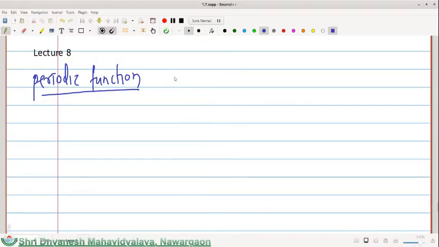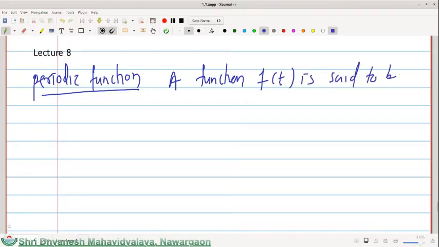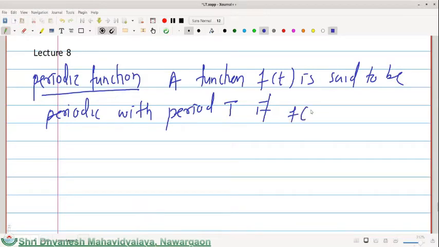Periodic function. A function f of t is said to be periodic with period T if f of t plus T is equal to f of t. The function gives the same value after adding T to its input. Okay, this is what a periodic function is.